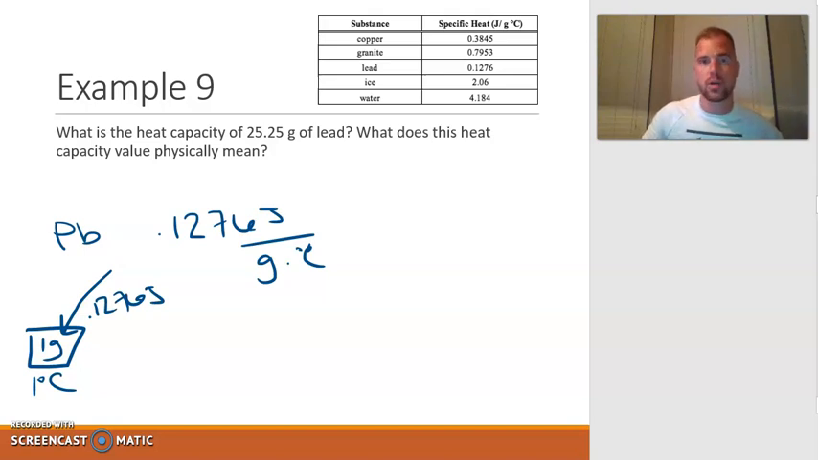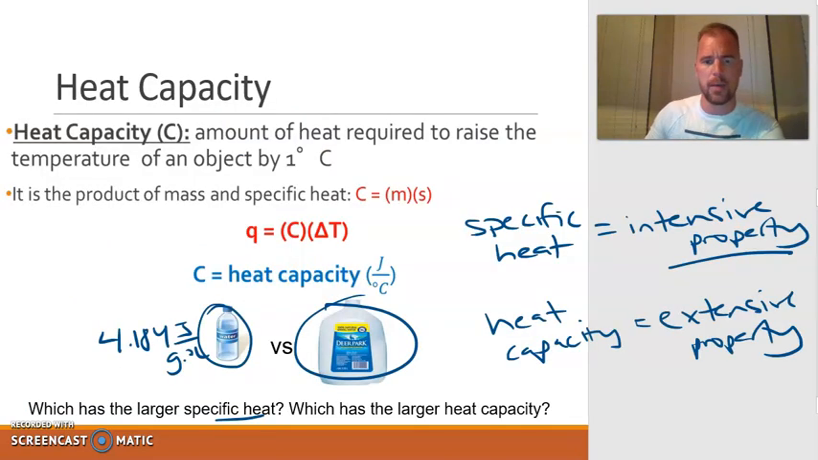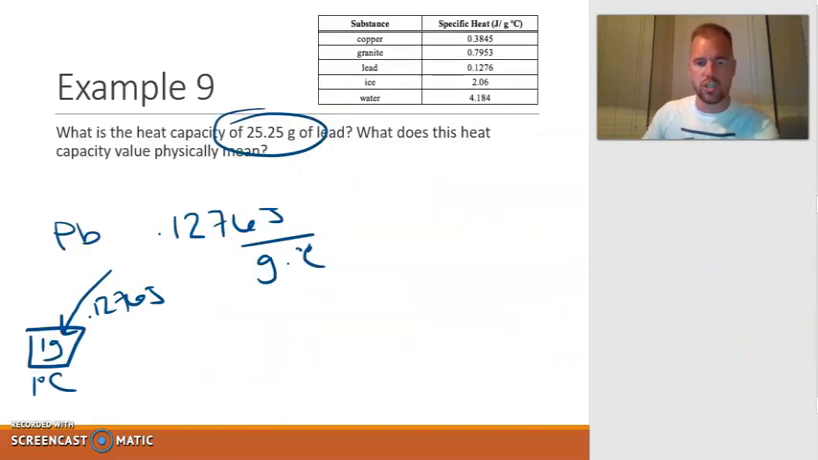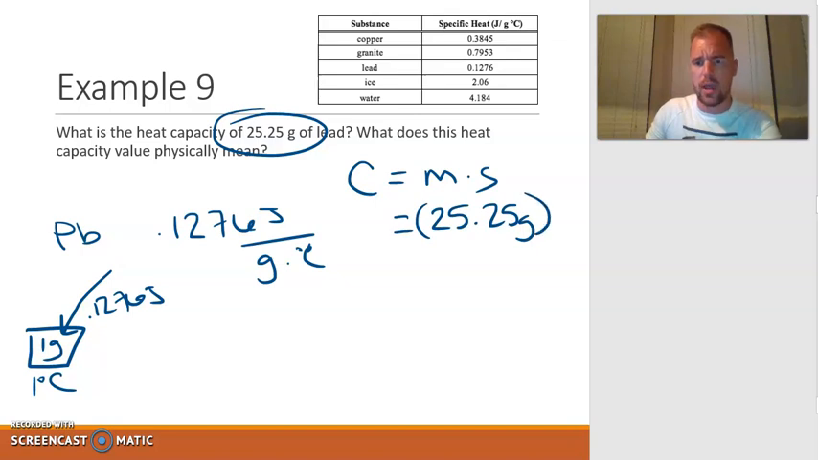Well, I don't have 1 gram of lead. I have 25.25 grams of lead. So based on that mass, because it's heavier, I want to know what's the heat capacity for this lead. So how do you solve for heat capacity? Heat capacity is just the specific heat of that substance times its mass. It's just taking the mass into consideration. So to find heat capacity, I would take the mass times specific heat. The mass of lead is 25.25 grams, and its specific heat is 0.1276 joules per gram degrees Celsius.